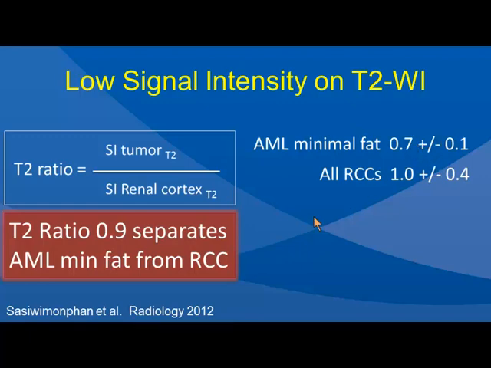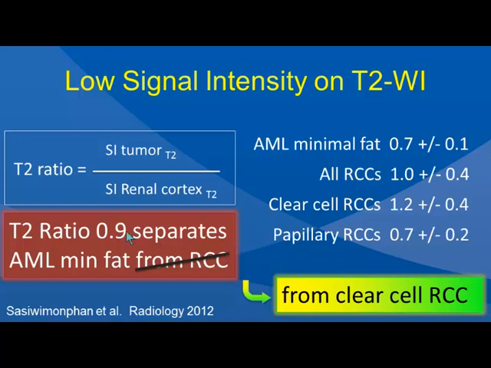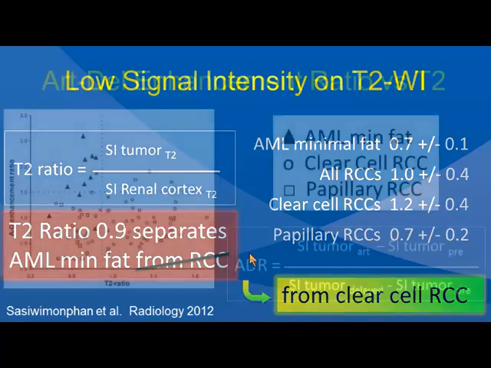Well, that's not exactly true, because when we look at the subtypes, for clear cell carcinoma that may be the case, but not for papillary tumors. So again, you can actually distinguish with a T2 ratio AML with minimal fat from clear cell carcinomas. But AMLs with minimal fat and papillary renal cell carcinomas have exactly the same T2 ratio.